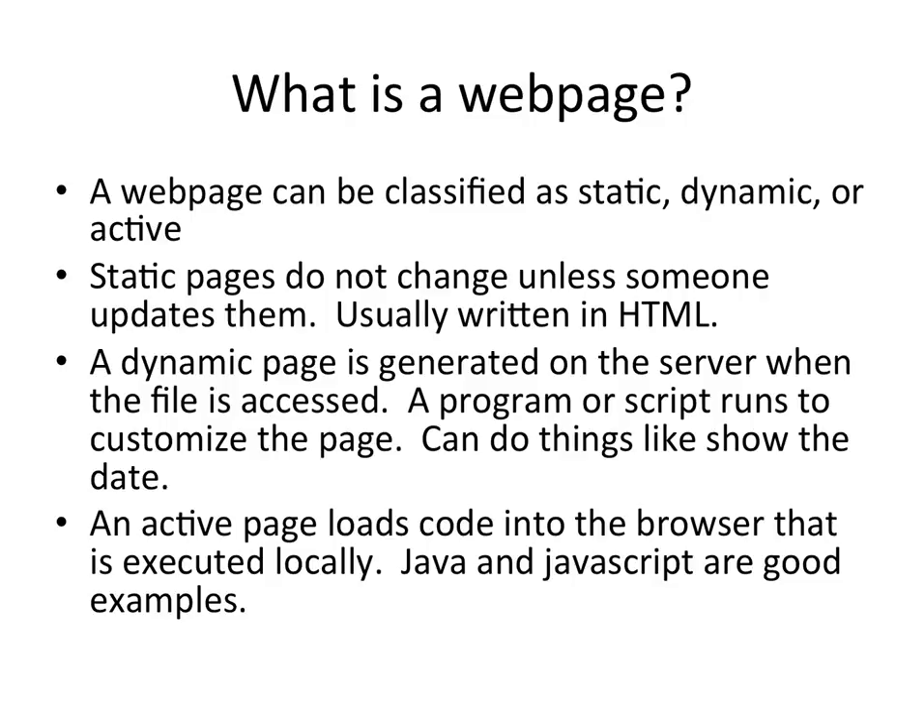So what's the difference between active and dynamic? Dynamic, the code runs on the server. This is the main difference. The code runs on the server and outputs text that gets generated when the file is accessed. An active page, the code runs locally, and the browser displays the changing content based on the code that's running.